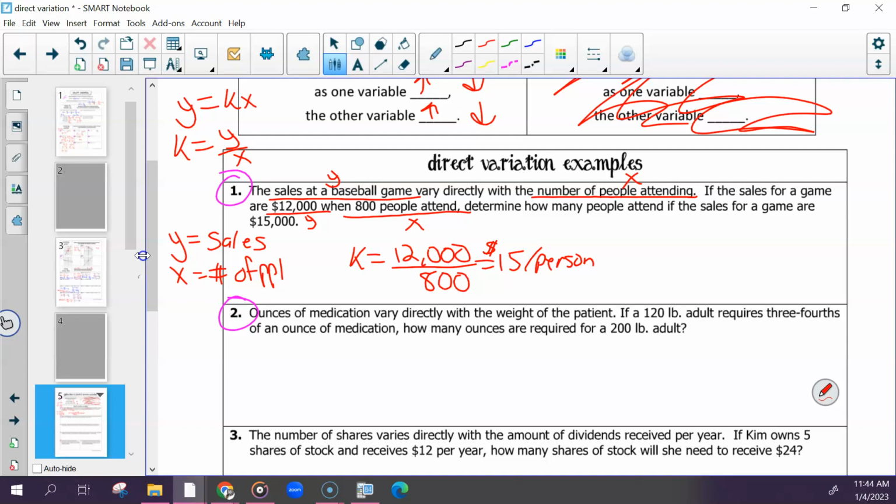So we have our K value. Just like before, we're going to put this into our equation. Y equals 15x.